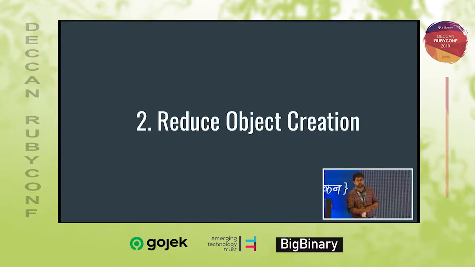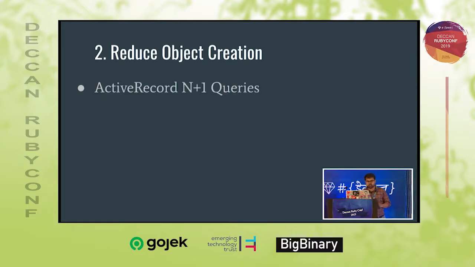Next is reduce the object creation. That's the most essential part of debugging memory issues, and quite vast as well, because there are many ways in which object creation could be happening. One of the common ones is n plus 1 queries. Because of ActiveRecord's n plus 1 queries, not just does the number of queries to your application increase, it also allocates more and more objects when doing that, and because of that your object allocation number could go up and the memory could spike.